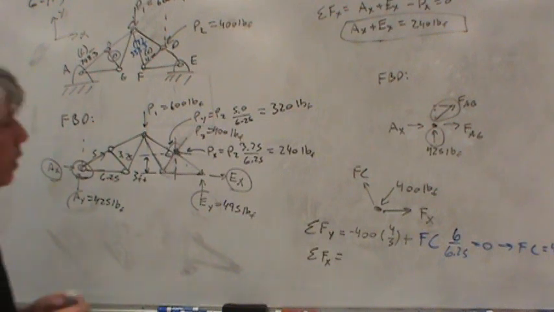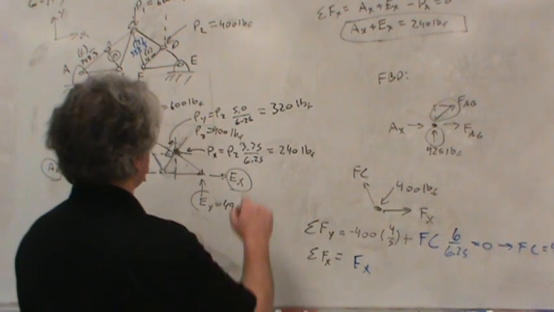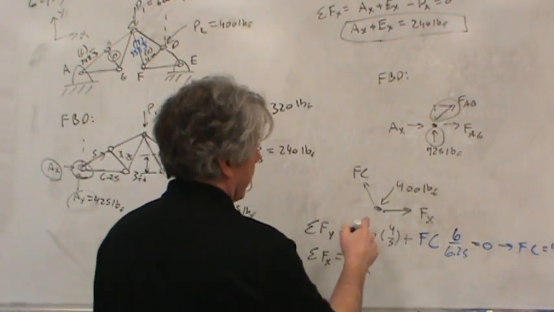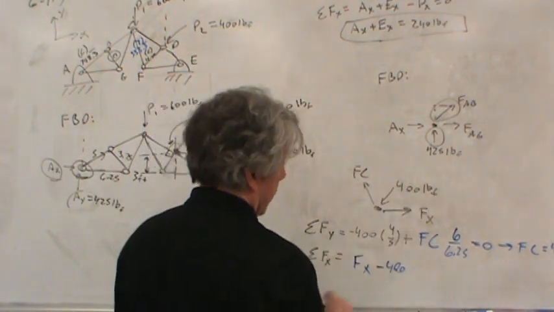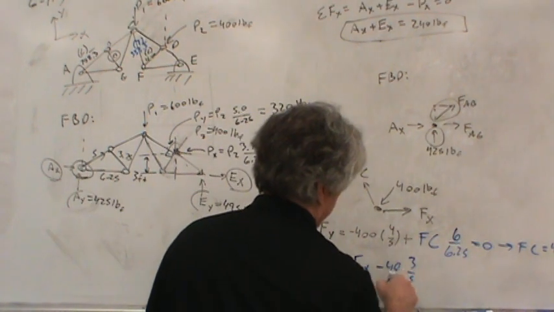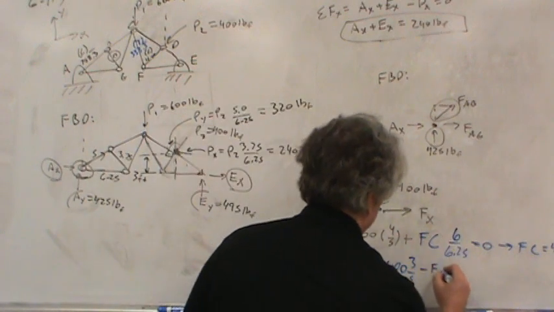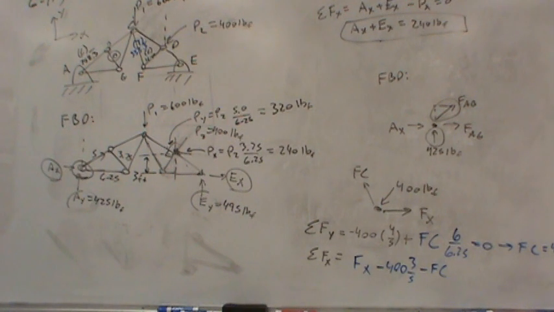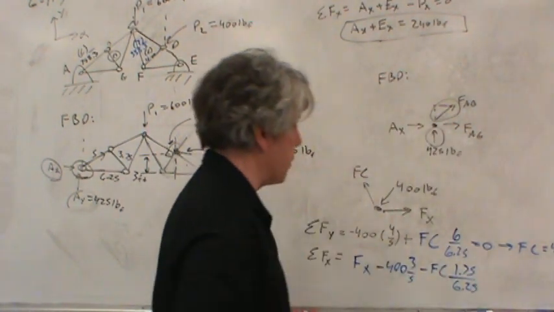Okay. Now we can sum forces in the X direction. We've got F in the X direction, and there was the force from point E, for example, in the horizontal direction. And then we're going to have minus 400, because notice there's a negative component of the 400-pound load. In fact, it should be 3/5. And then we've got a negative component from FC, so minus FC. And now we need the horizontal distance of FC, which is what? 1.75 feet. So 1.75 over the magnitude of the hypotenuse, 6.25.